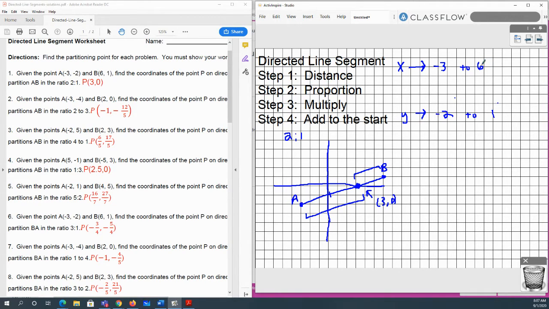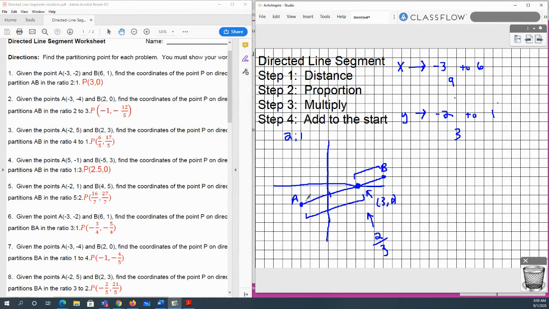8. 8? Is it 8? It's going to be 9. See why it's 9? Yeah. All right, so that's 9. How far is this one? 3. That one's 3. That's step 1. Step 2 is the proportion. Since it's a 2-to-1 ratio, this point right here represents 2 parts out of a total of 3. So that's your proportion, 2/3.